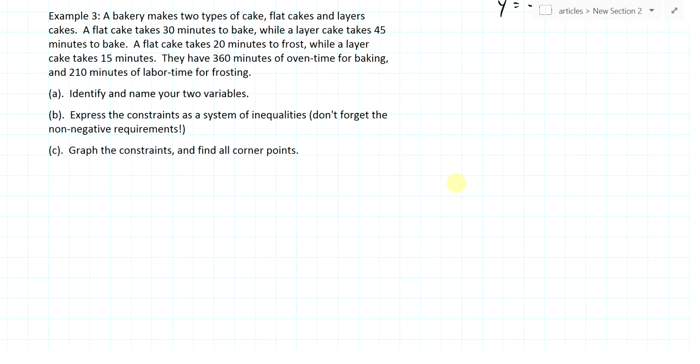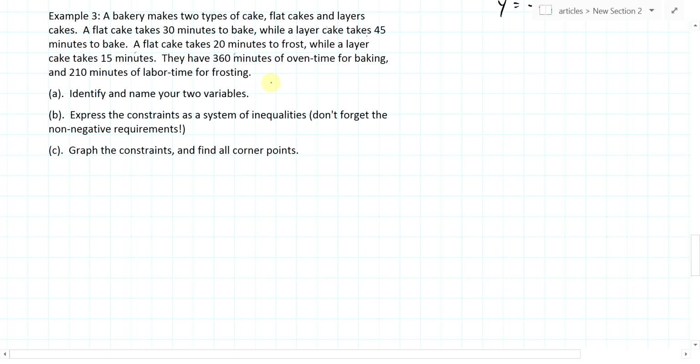which is very similar. So, a bakery makes 2 types of cake, flat cakes and layer cakes. A flat cake takes 30 minutes to bake, a layer cake takes 45 minutes to bake, a flat cake takes 20 minutes to frost, a layer cake takes 15 minutes to frost, 360 minutes for baking, 210 minutes for frosting. So what are our constraints? And can we graph them as a system of inequalities and find all corner points?